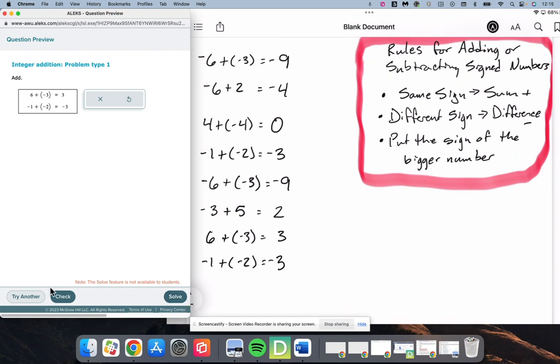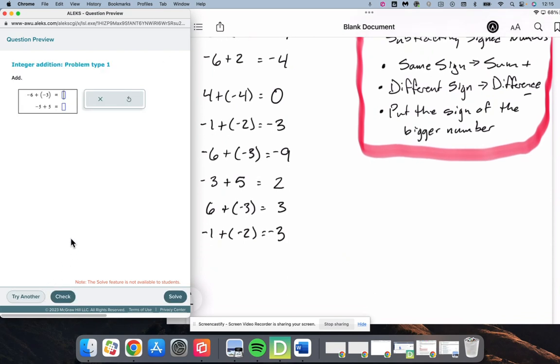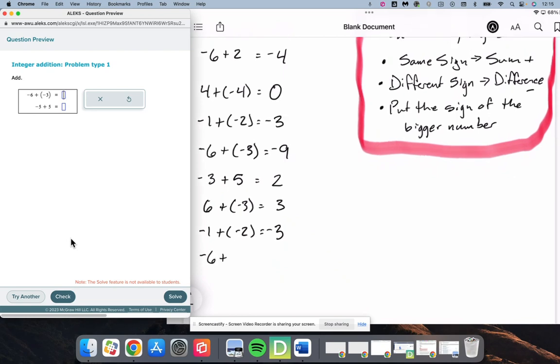We'll do one more pair. And if you just follow the same exact set of rules every single time, you will always be right. -6 plus -3. We see that the signs are the same, so we're going to find the sum, which means to add. 6 plus 3 makes 9. 6 is the bigger number. It's negative. Our answer is negative.